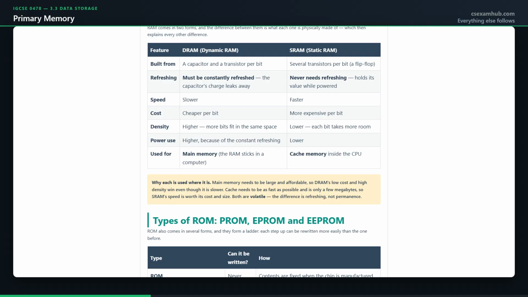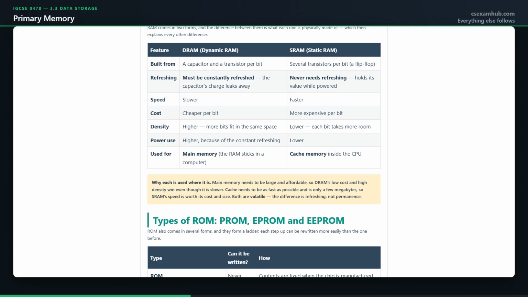But DRAM is cheaper and denser because one capacitor and one transistor take far less silicon than 6 transistors. So for the same physical area, you get several times more DRAM than SRAM. And that trade-off decides where each is used. Main memory needs to be large and affordable, and a few nanoseconds of latency is acceptable, so it is DRAM. The RAM sticks in a computer are dynamic RAM. Cache needs to be as fast as physically possible and is only a few megabytes, so its cost per bit matters much less. Cache is SRAM.